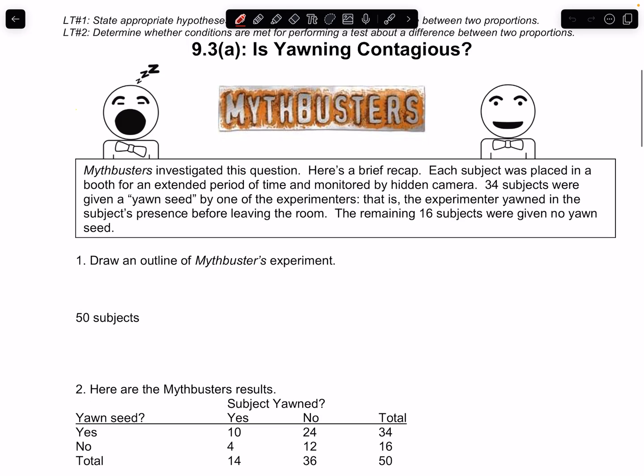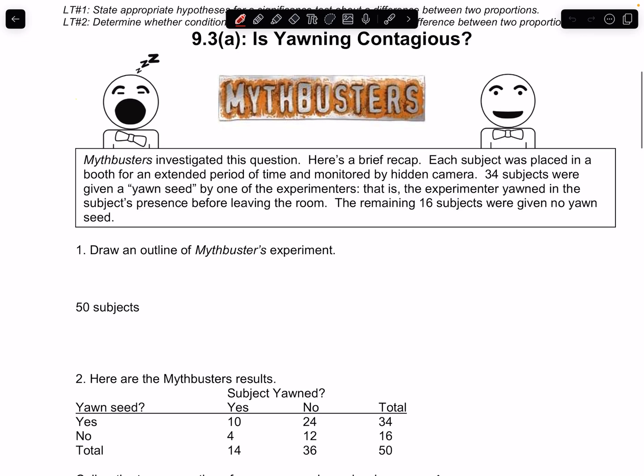So today's 9.3a activity we're looking at is: is yawning contagious? So the show Mythbusters, I don't know if you guys have seen this show, it's a little bit older now, but the show investigated a question. The brief recap was this: each subject was placed in a booth for an extended period of time and monitored by a hidden camera. 34 of those subjects were given a yawn seed by one of the experimenters. What that means is the experimenter yawned in their presence before leaving the room. The remaining 16 subjects were given no yawn seed. So the experimenter just walked them into the room and then walked out without yawning.